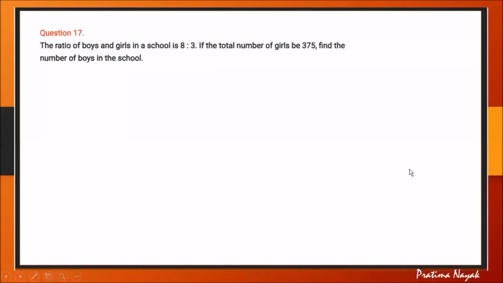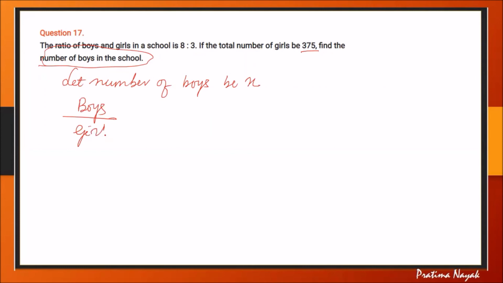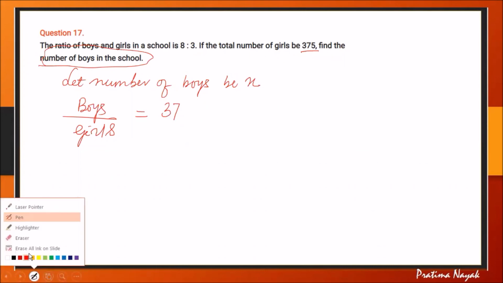Next question, the ratio of boys and girls in a school is 8:3. The total number of girls is 375. Find the number of boys. How to find? If you cannot find, let it be x. Let the number of boys be x. Then boys ratio girls is equal to x upon 375. Boys will be x. Boys is not 375.